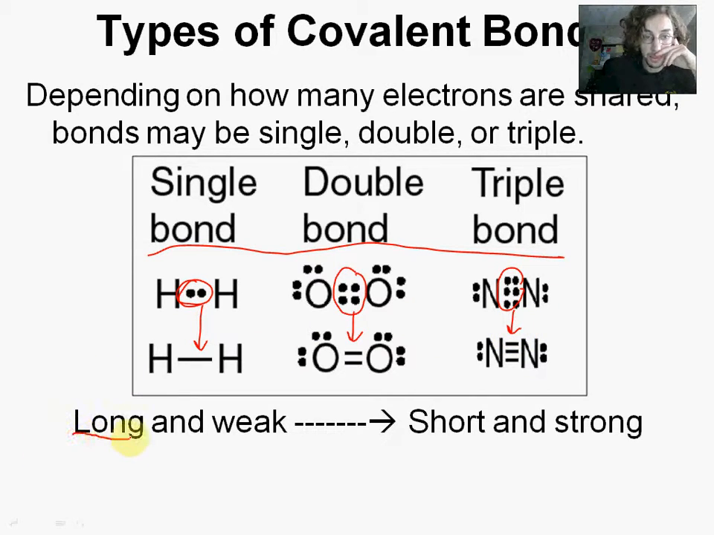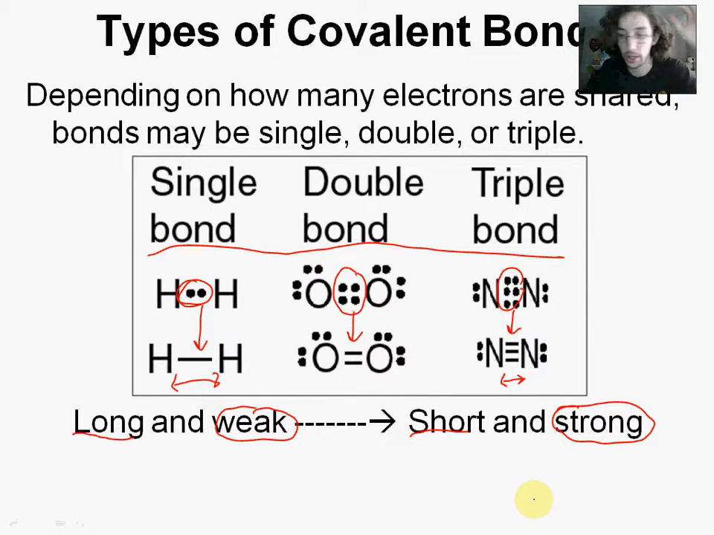Single bonds tend to be pretty long. Those atoms are far apart. And as you share more and more electrons, the bonds get shorter and shorter. So these nitrogens are pretty close together. There's also a difference in strength. Single bonds, only 2 shared electrons, those are pretty weak, pretty easy to split apart. But as you share more and more electrons, it gets harder and harder to rip all of those pairs of electrons away from each other, and that's a much stronger bond. So triple bonds are the strongest kind of covalent bond.